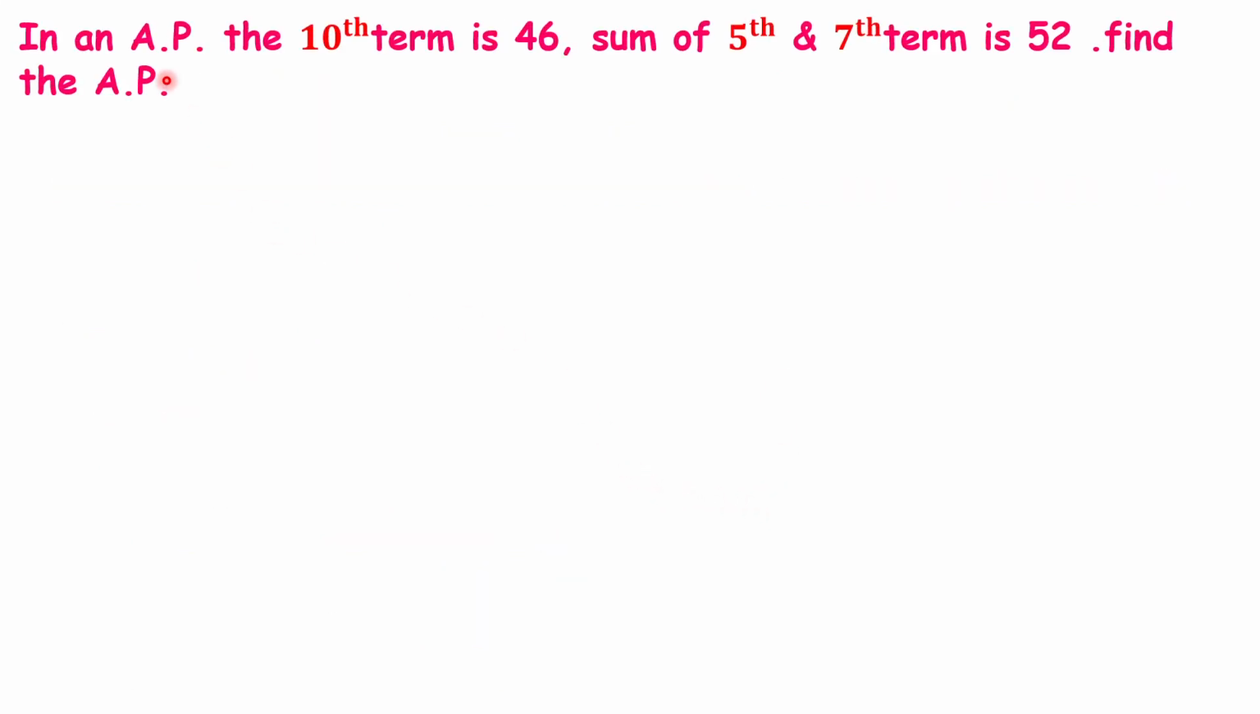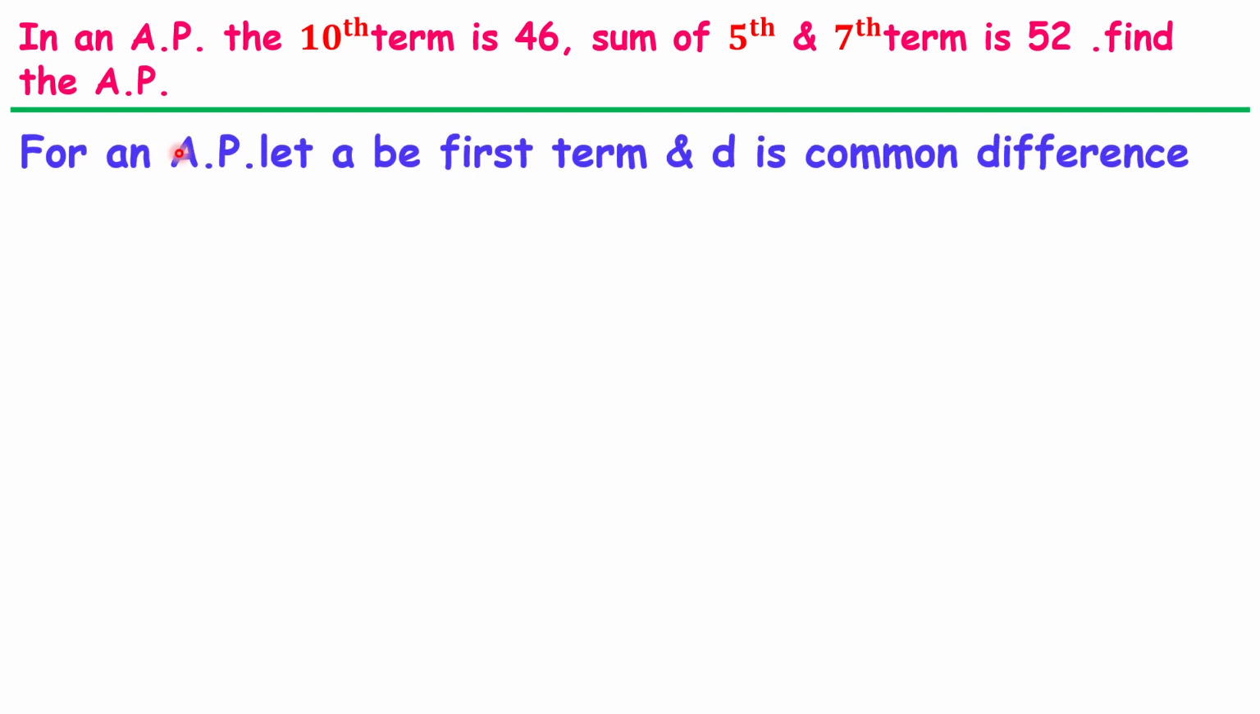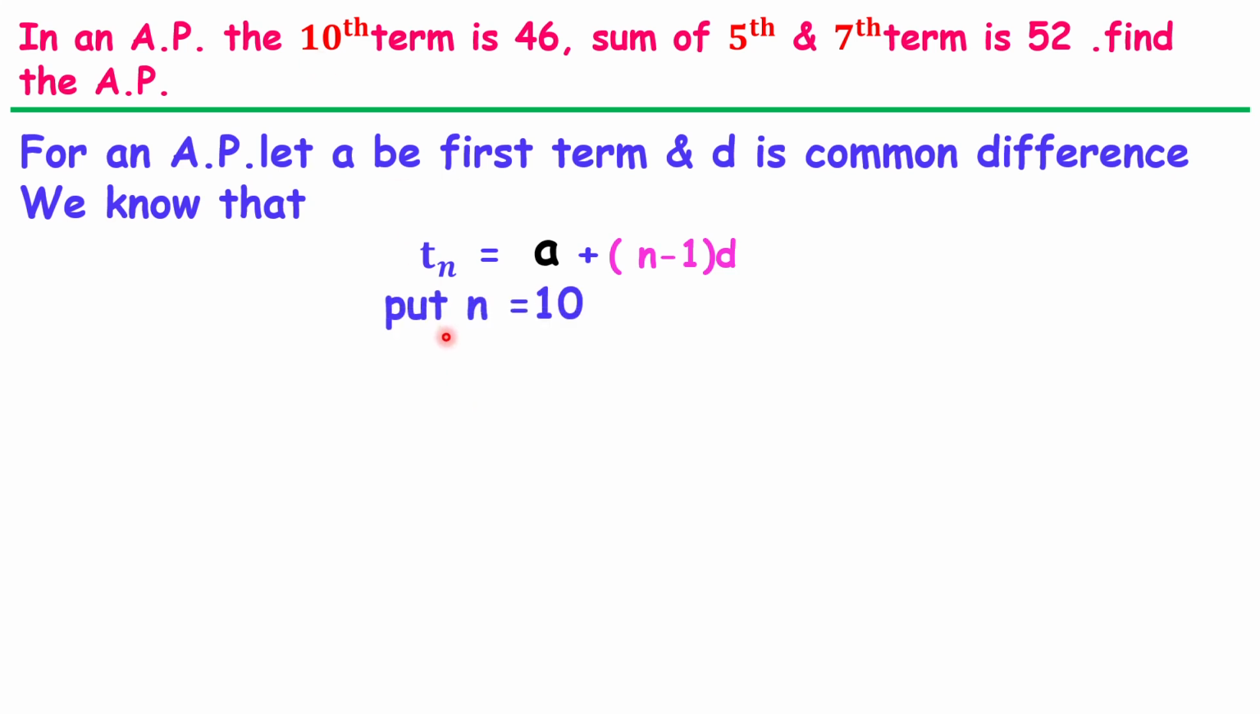Second example, in an AP the 10th term is 46, sum of 5th and 7th term is 52, then find the AP. इथं आपल्याला 10वी टर्म दिलेली आहे आणि 5व्या आणि 7व्या टर्मची बेरीज दिलेली आहे आणि ती आपल्याला AP लिहायची आहे. That means for an AP let A be the first term and D is the common difference. Therefore Tn is equal to A plus into bracket n minus 1 into D. 10th term is given, therefore put here n is equal to 10.